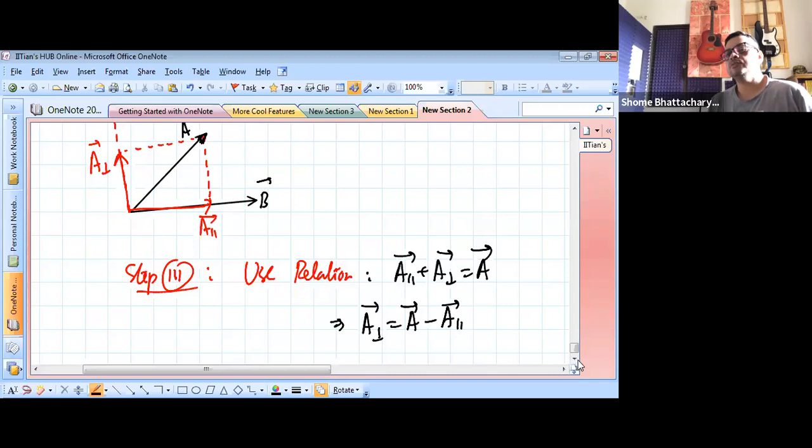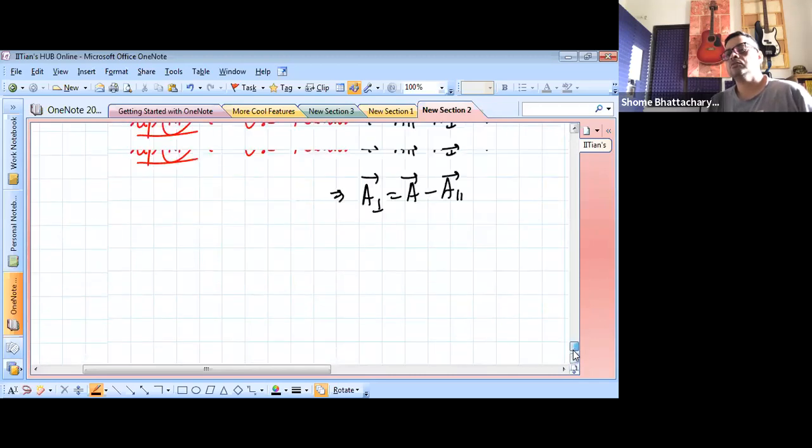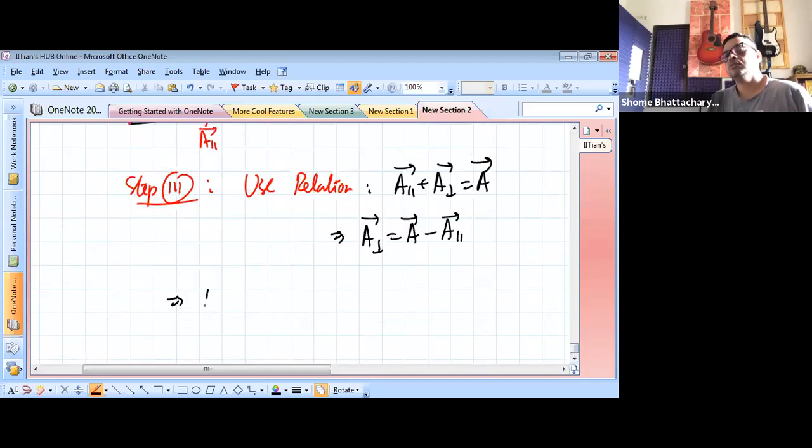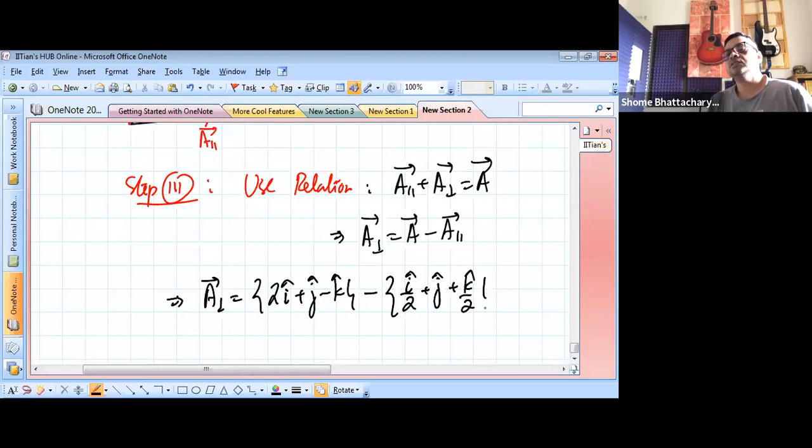Okay, so all I have to do is that. E perpendicular will become the vector E, which I think was 2i cap plus j cap minus k cap, minus this vector which we just saw, i cap by 2 plus j cap plus k cap by 2. Just subtract these now. So the x component will be, no, that is magnitude. This we are talking about vectors.